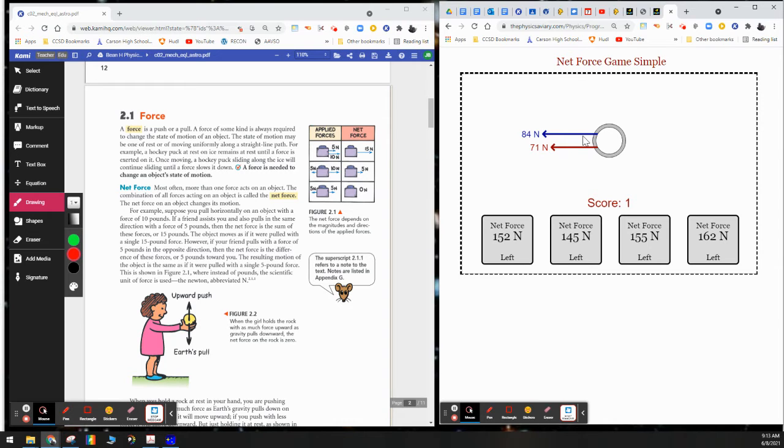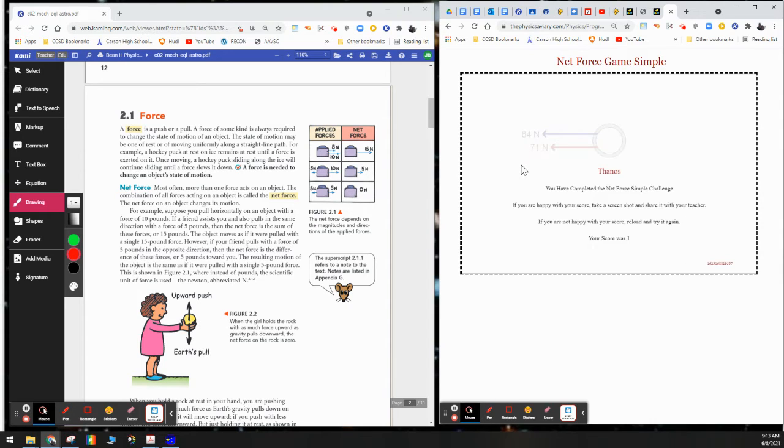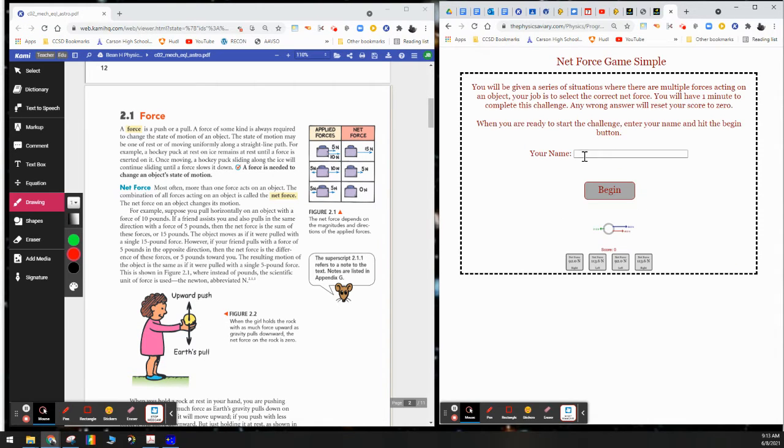Now here we have two forces going to the left, so we just have to add these two together. That gives us 84 plus 71. You have a minute to complete this. Let's try it one more time here, and we'll hit begin.